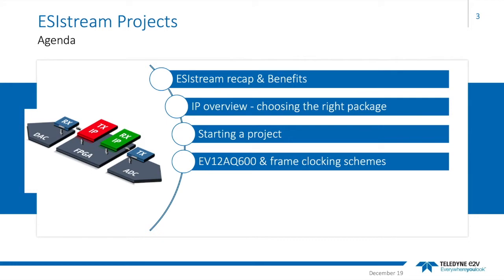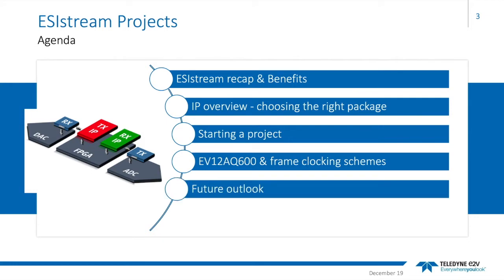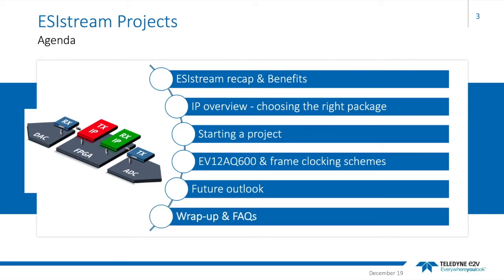EV12AQ600 family, featuring 8 ESIstream data lanes. We'll consider the clocking requirements for different data configurations. Along the way, you'll learn about some of the unique clock capabilities built into the ADC, including the sync chaining feature. I'll round up this review by highlighting some of the latest development projects that will expand our ESIstream portfolio further, and then we'll cover a few of the frequently asked questions.